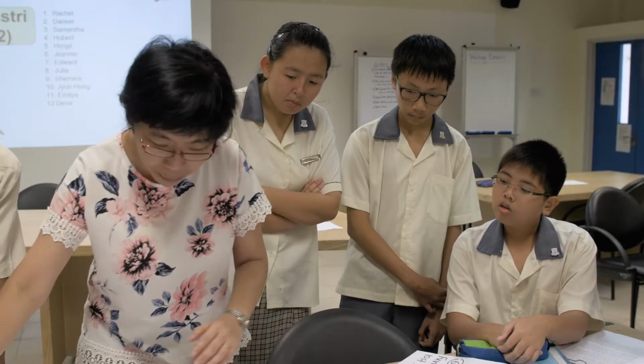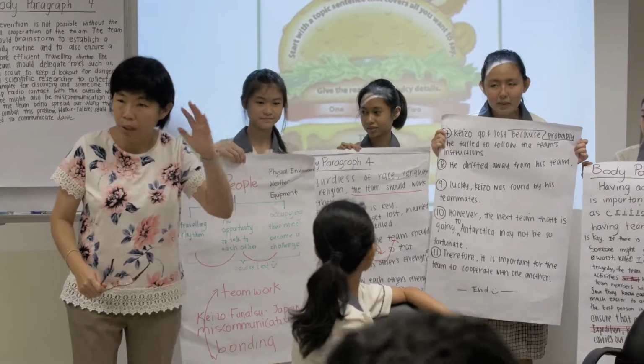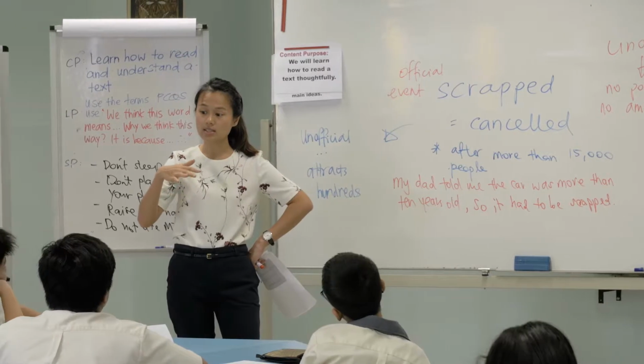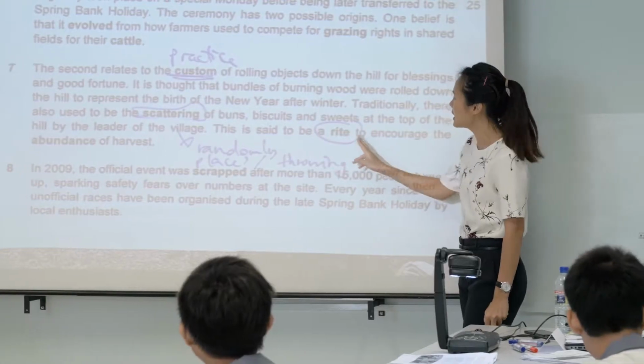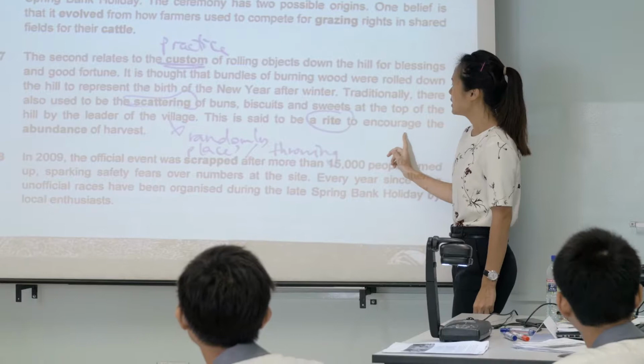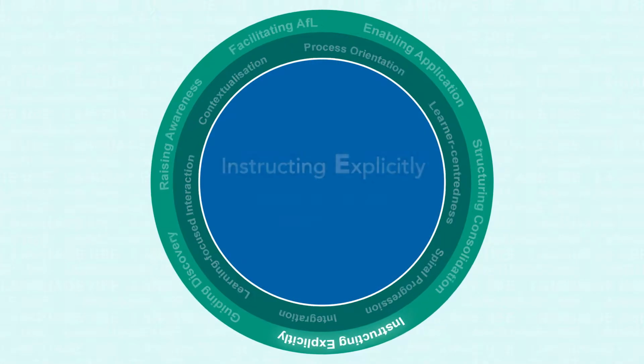At certain points in a lesson or unit, there will be skills, learner strategies or processes that require a teacher's direct and systematic explanation and clarification. Instructing explicitly.